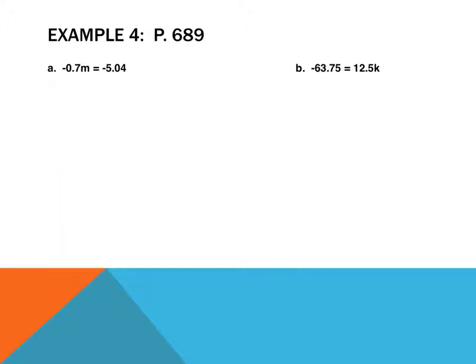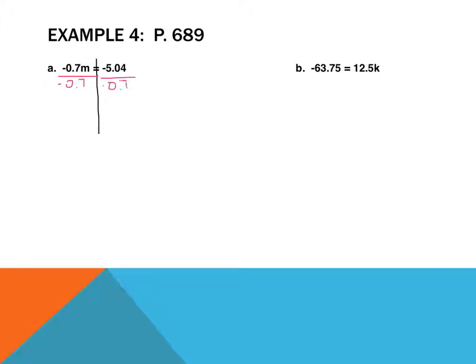On example 4, we'll be solving this using the same steps, we just have some decimals. So negative 0.7 times m equals negative 5.04. So this is still multiplication, so I'll still do the opposite and divide. So divide by negative 0.7.